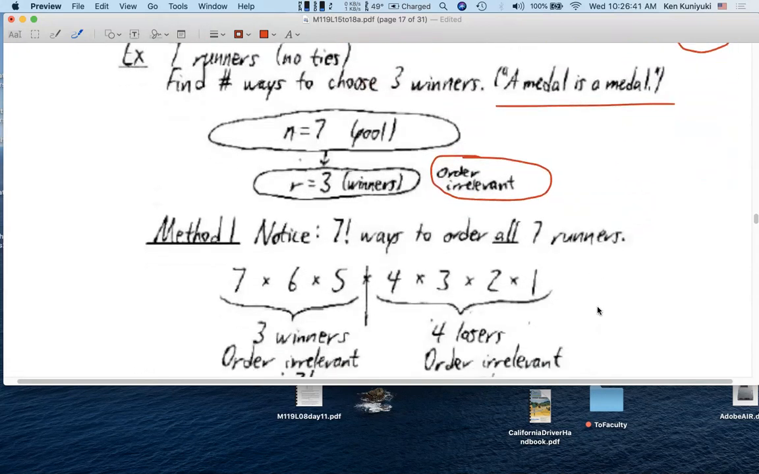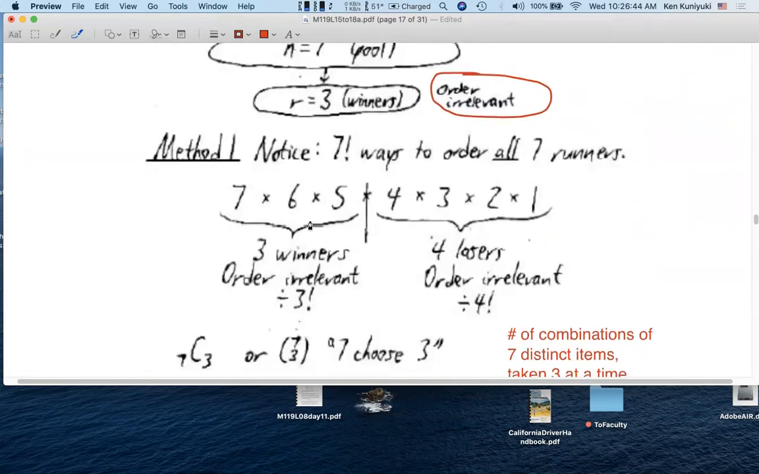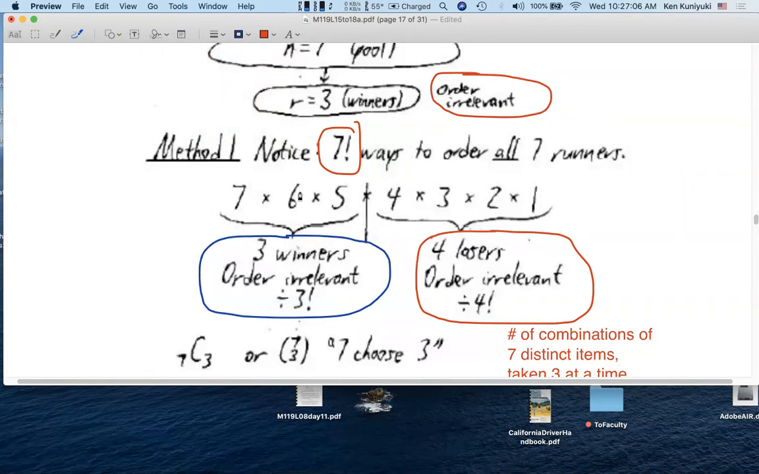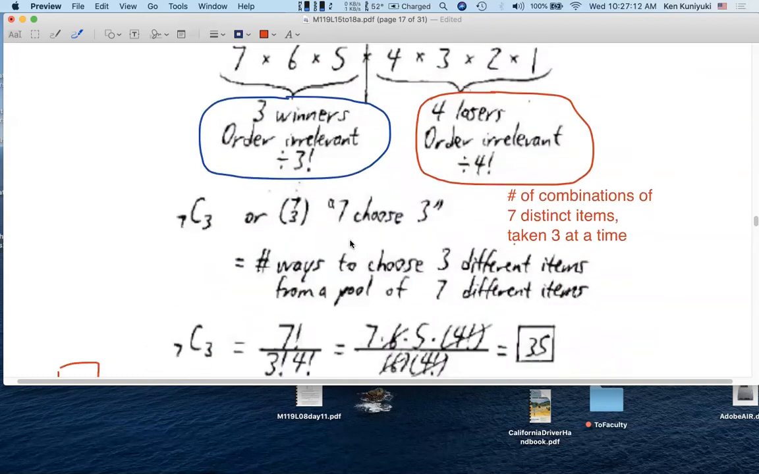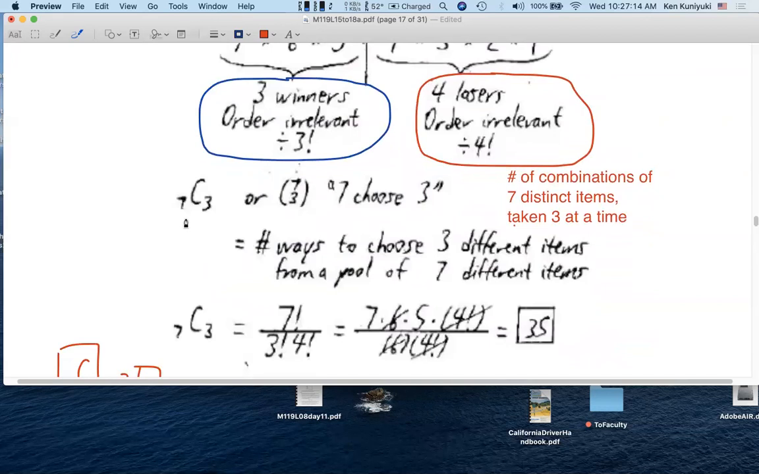So we take the 7 runners. Imagine that this is their order of finish. 7 factorial is the number of ways to order all 7 runners. Just like before, we don't care about the order among the 4 losers, so we divide by 4 factorial. But this time, we don't care about the order among the 3 winners either, so we also divide by 3 factorial. All these 3 runners get a gold medal. They don't care which one. So that's the formula for 7C3, or 7 choose 3. The number of combinations of 7 distinct items taken 3 at a time.